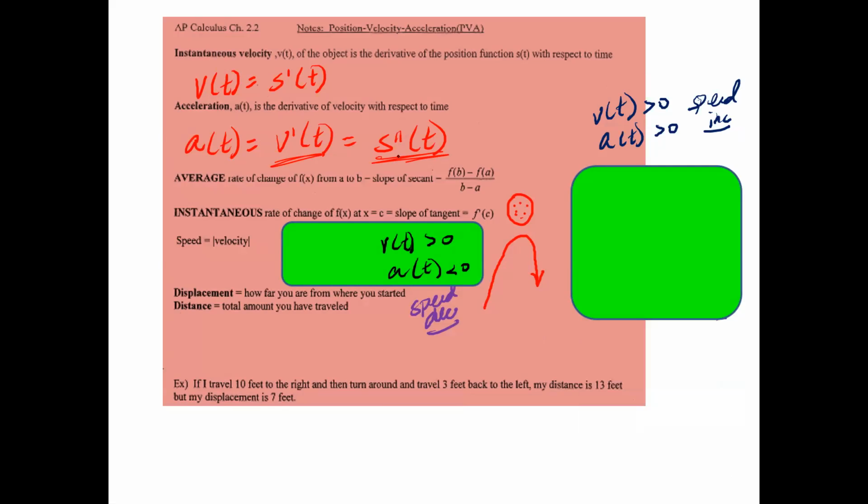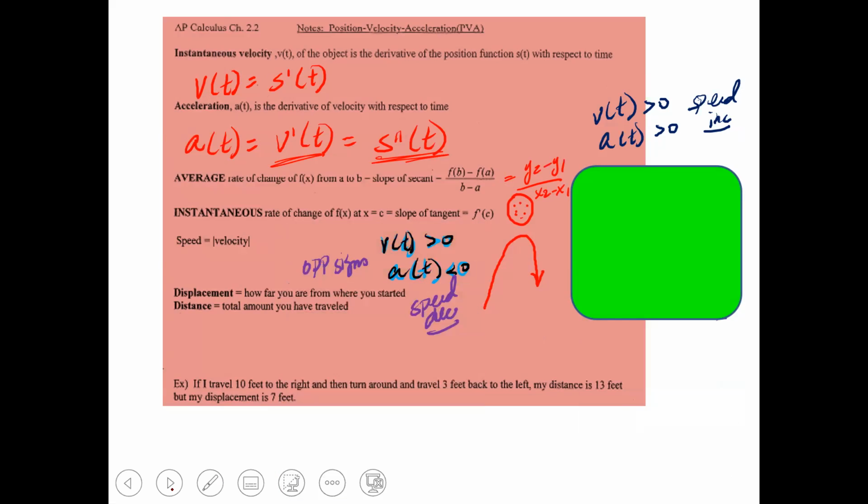Average rate of change, f of x from a to b. So that is like finding the slope of the secant. So here you have f of b minus f of a. That kind of coincides with y2 minus y1 over x2 minus x1, so b minus a. Instantaneous rate of change, f prime of x at x equals c, is equal to the slope of the tangent.